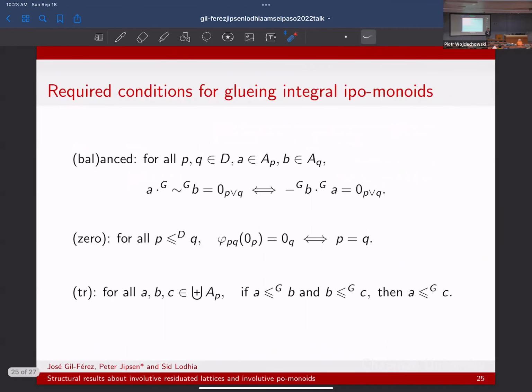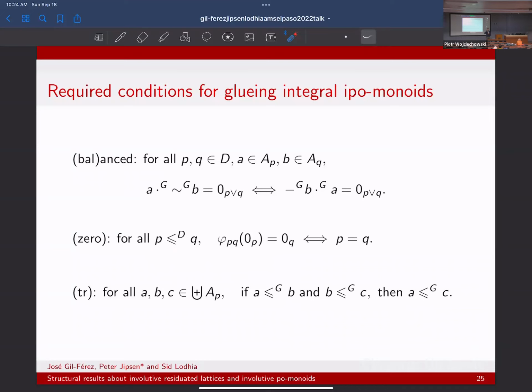And there are 3 conditions. The first one is pretty clearly connected to this notion of being balanced, because here we have a times the tilde and then minus the other variable times a. So it's called balanced. The second condition has to do with the 0. It's very interesting. If you have distinct P and Q, then the morphism cannot send the 0 of P to Q. It has to avoid doing that.